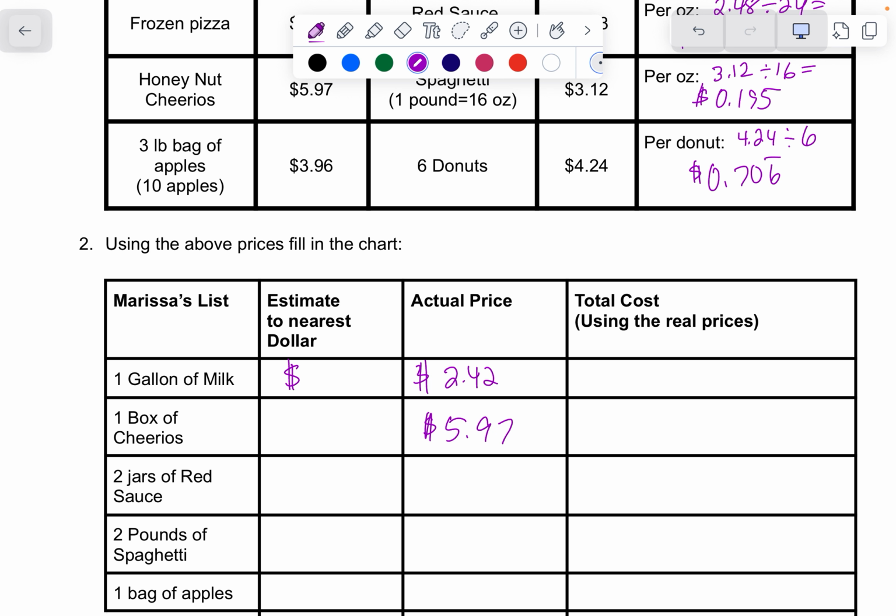Anyway, so $5.97, would that be closer to $5, or should we round up to $6? Let's round up to $6.